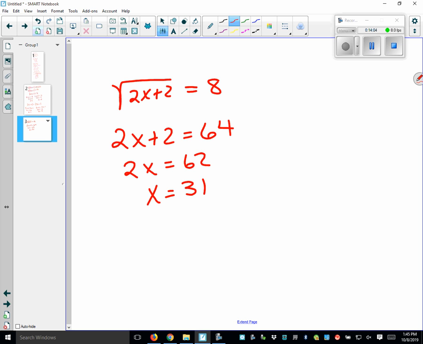All right, now we are solving inequalities. What's the difference? Less than or greater than? You all know how to do these?